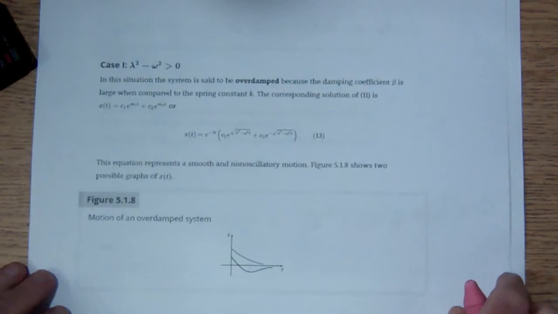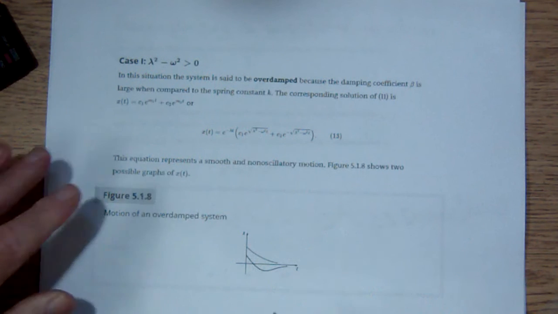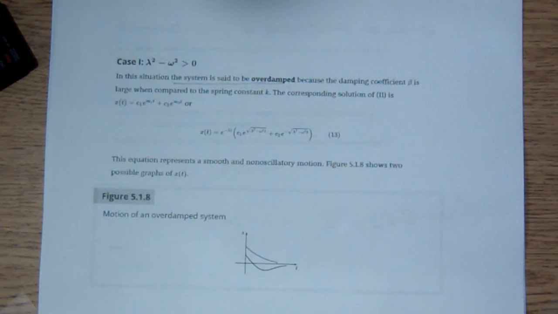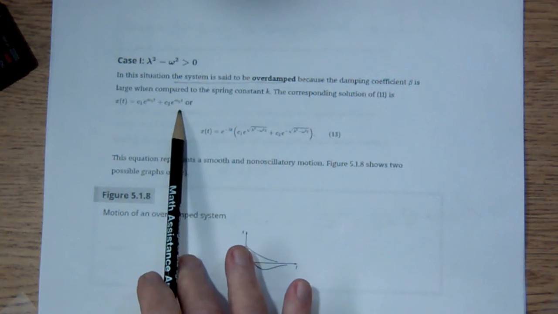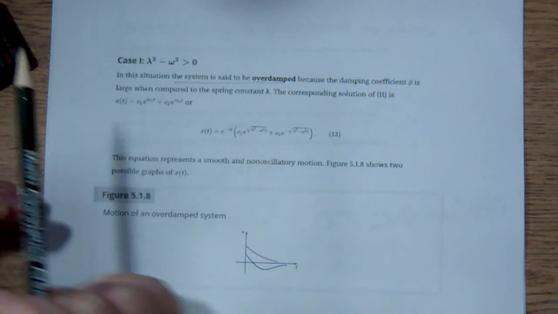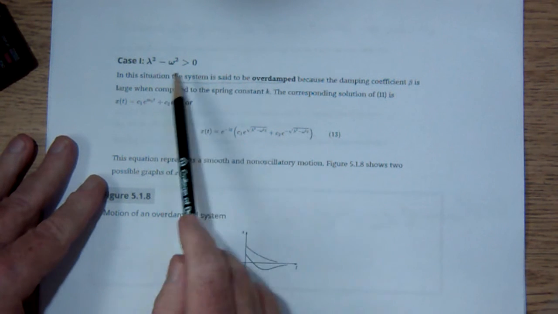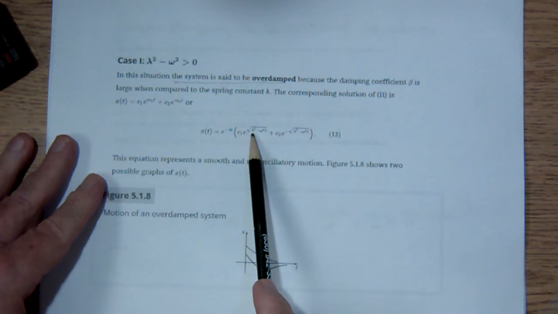So the first case that we're going to talk about is when the discriminant is greater than 0, and that corresponds to terminology of saying that the system is over-damped, because the damping coefficient beta is large when compared to the spring constant K. And so if you were to solve that, when the discriminant is positive, you'd have two distinct real roots, and so you would get C1 e^(m1 t) plus C2 e^(m2 t), and using our notation, the roots are going to be minus lambda plus or minus the square root of lambda squared minus omega squared.